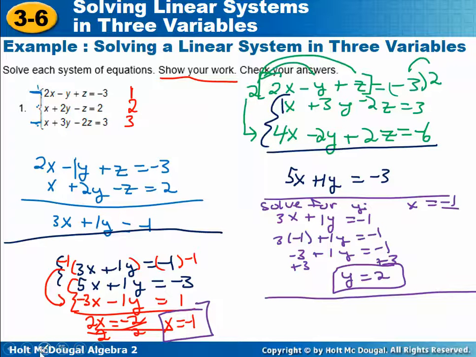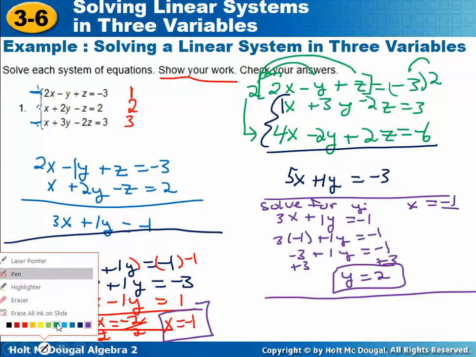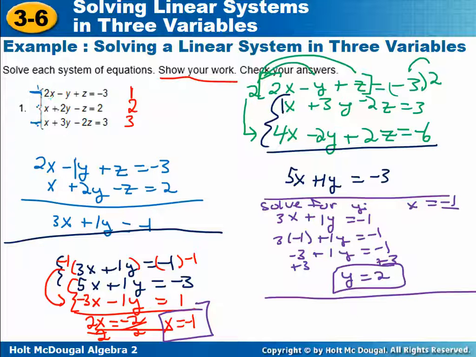And I think I have enough room even. You might think I don't, but I think I do. All right, so for z, I'm going to go back to one of my original 3 equations. Pick the simplest one that you can. I like number 2. Number 2 was x plus 2y minus z equals 2. I know what x is. X is negative 1. I know what y is. Y is 2. I'm trying to find z.